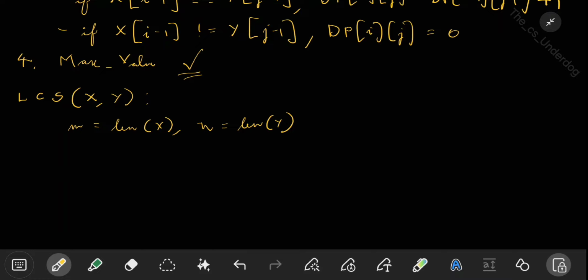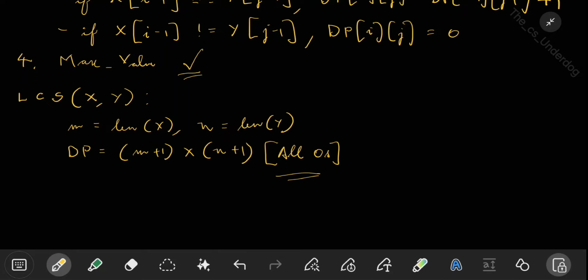Next thing is you want a DP table. So DP table, this should be M plus 1 cross N plus 1 table. And what should be the speciality of this table? This table should have all zeros. So I'm simply writing all zeros. It need not be all zeros, just the first row and the first column. If they are zeros, we are good enough. I'm simply writing all zeros here for simplicity.